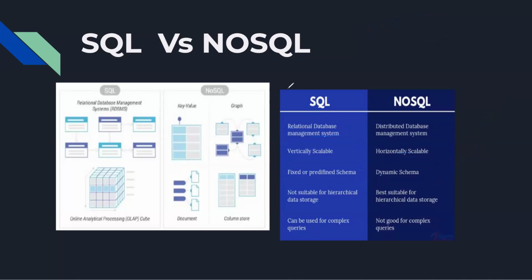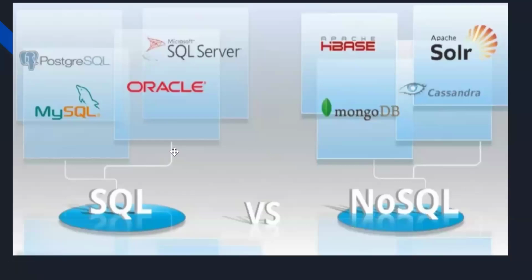Guys, understood? SQL is nothing but RDBMS, that means structured rows and columns, and also if there is a relation between your databases, then we go for SQL, and it is vertically scalable. NoSQL uses a distributed database management system, it is horizontally scalable, and the schema is dynamic. That's the difference between SQL and NoSQL. Clear?